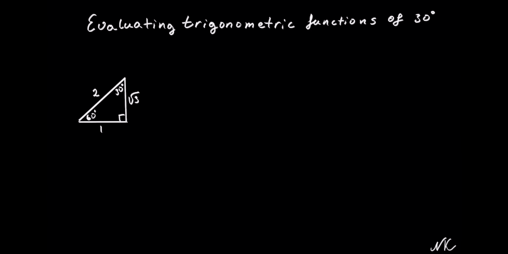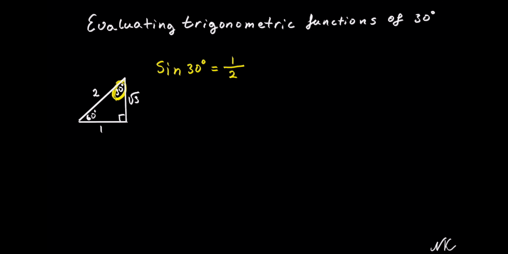In this example, we will be evaluating trigonometric functions of 30 degrees. So once you have the 60-30 degree triangle derived, 30 degrees is labeled over here adjacent to the radical 3 side. Once you identify the location of 30 degrees, we can start setting up trigonometric ratios. So we have sine of 30 degrees is equal to, sine is the ratio of opposite side over hypotenuse, and the opposite side from 30 degrees is 1, divided by the hypotenuse. In this example, it's equal to 2.